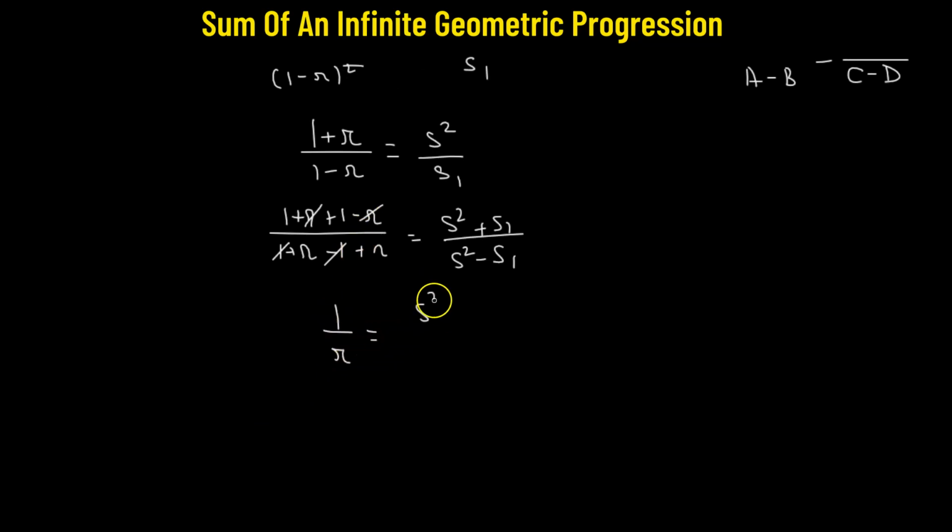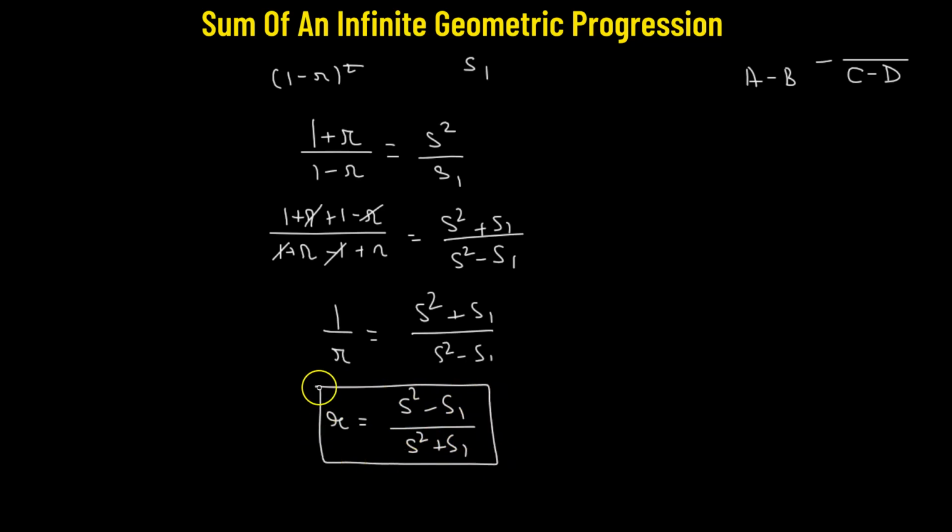So 1 over R is (S squared plus S1) divided by (S squared minus S1). Taking the reciprocal on both sides, the R value will be equal to (S squared minus S1) divided by (S squared plus S1). So we've successfully proved that the common ratio is indeed given by (S squared minus S1) divided by (S squared plus S1).